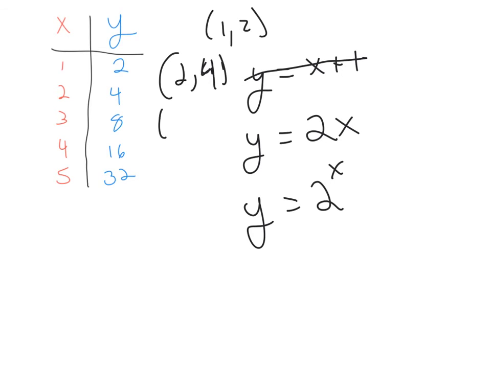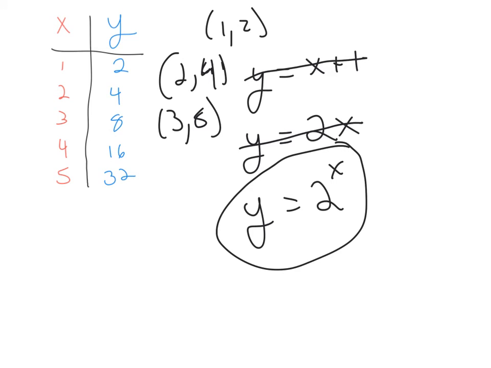Let's look at our third point. 8 does not equal 2 times 3. 8 does equal 2 to the third power. Here's the function for this data. So that's sort of a try, check, and revise way of coming across what the nonlinear function is.